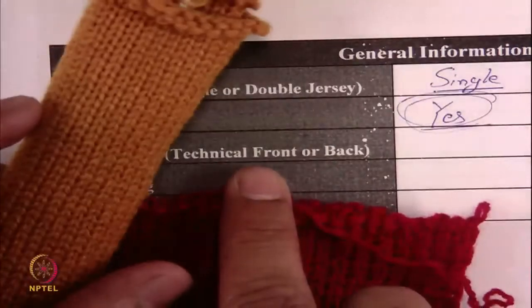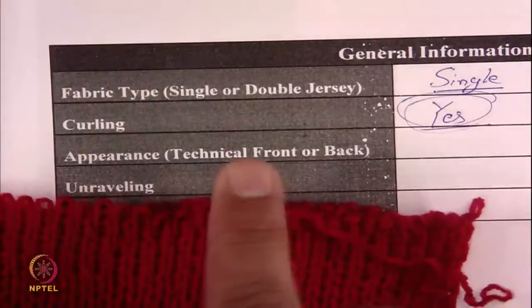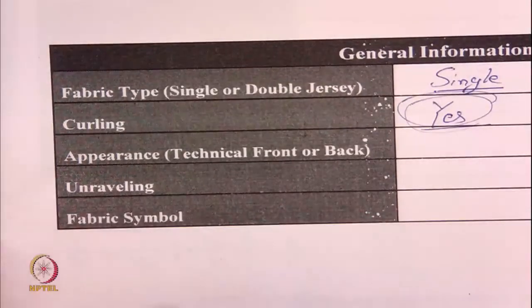So this is the basic difference between single and double jersey structures. One will definitely curl, if it is a single jersey it will curl, and if it is a double jersey it will not curl.